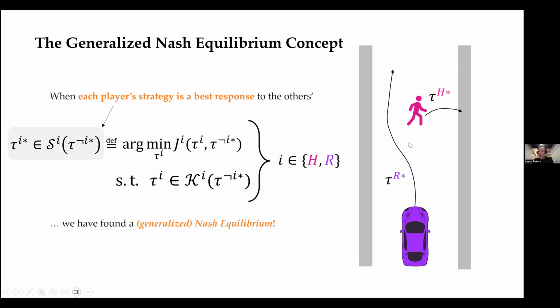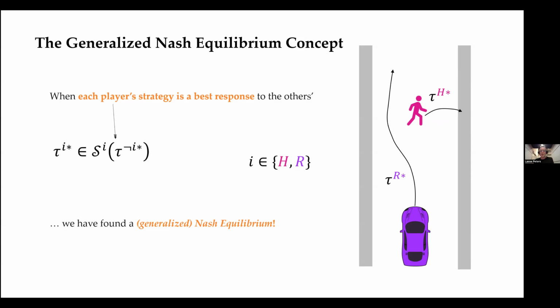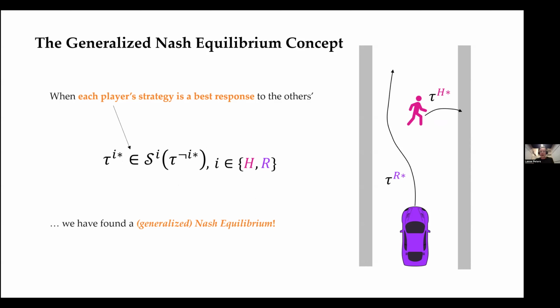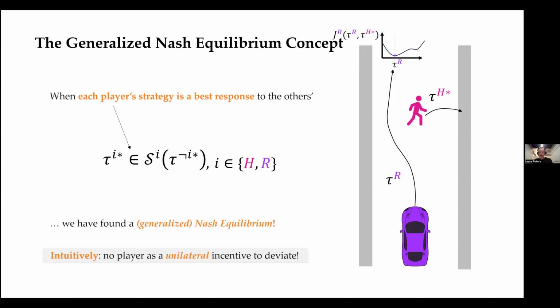So first of all, an equilibrium like that may look like the one on the right. For example, the human may go toward their goal, and they may try to speed up a bit for the robot to be able to pass them on the left, because the human also doesn't want to collide, right? So they both share collision avoidance responsibility. Usually we can write this compactly, where we say tau i star is in the best response set of tau not i star. And so intuitively, this means that no player has a unilateral incentive to deviate.